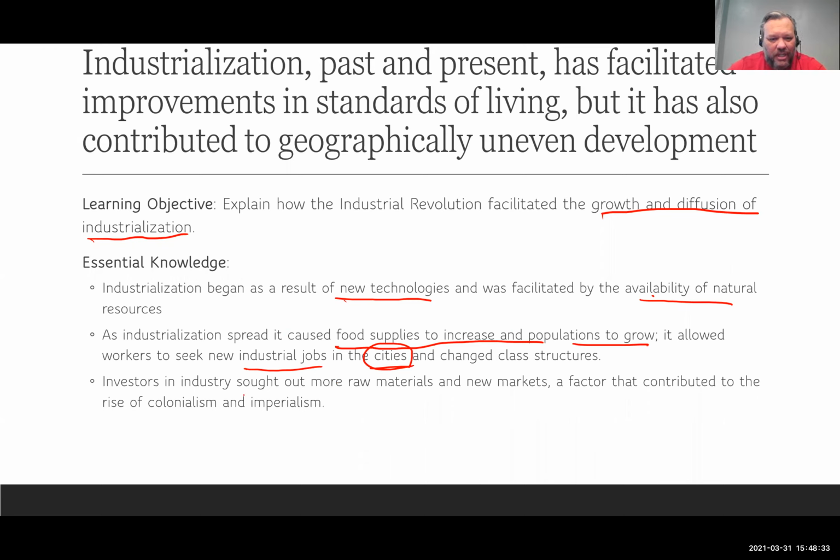And investors in industry sought out more raw materials. And so this is when colonialism happened. And so while there's a lot of good things that happened with industrialization, and I think, well, I won't go there. So good things and bad things, like everything in life.